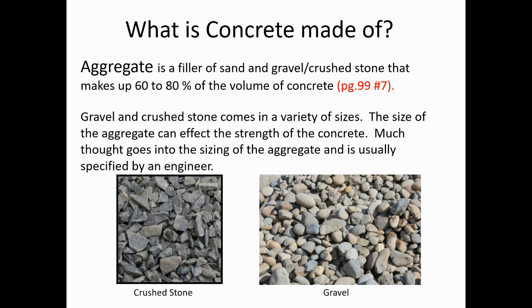The next ingredient is what we call aggregate. This could be sand and stone or gravel, depending on what area of the country you're in, and according to the strength that you want of your concrete. This makes up 60 to 80% of the volume of the concrete. So this is the biggest ingredient of concrete: aggregate.